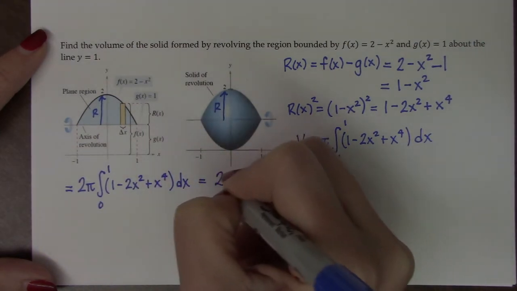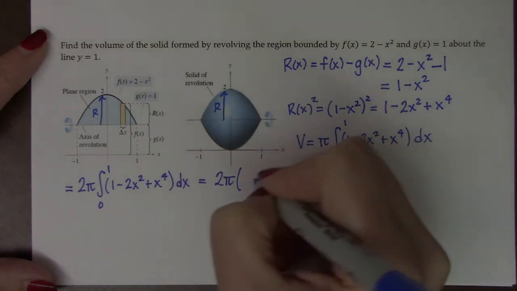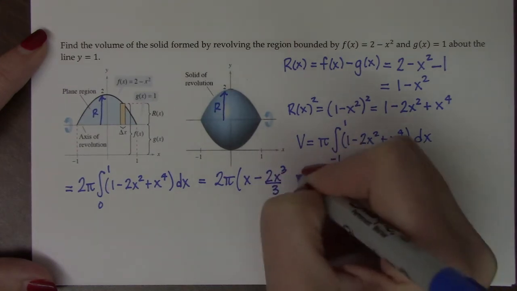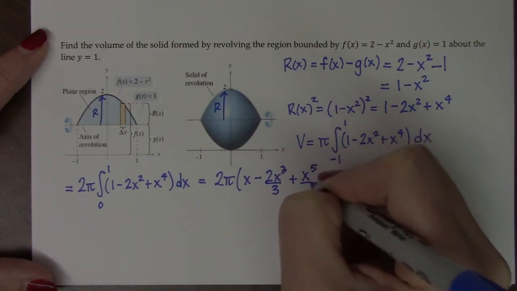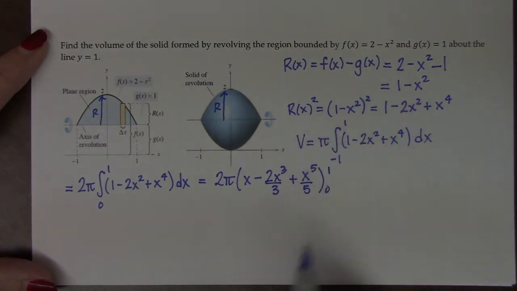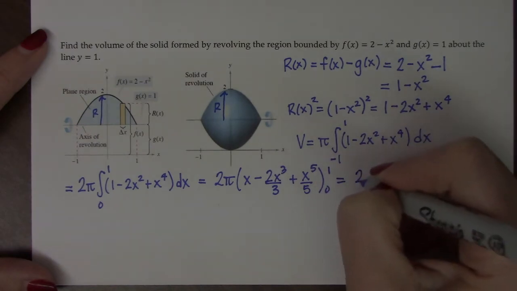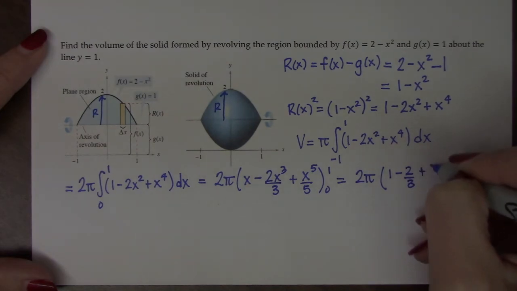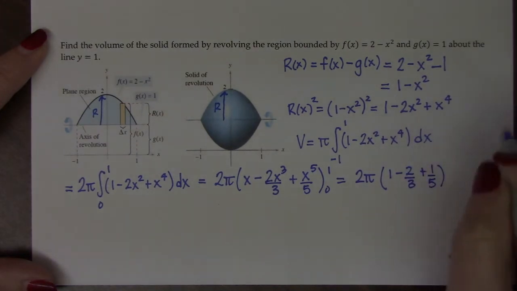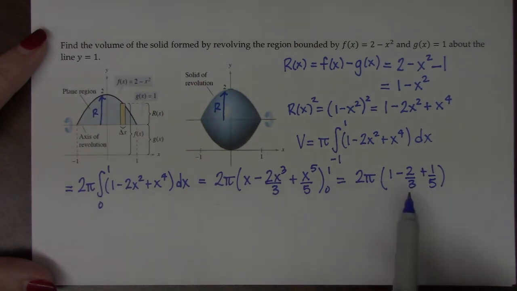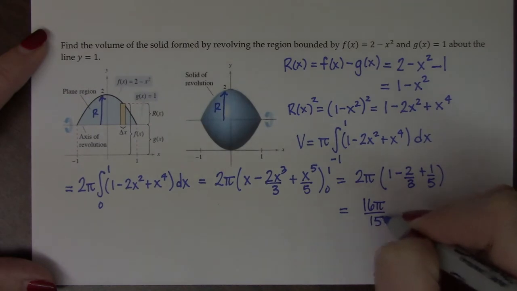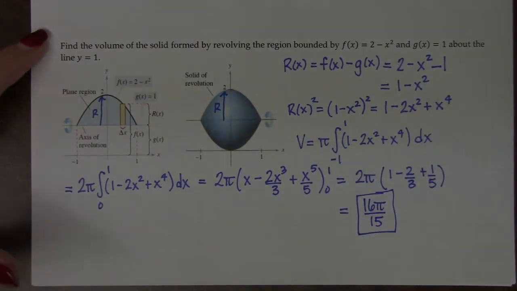So now I'm ready to integrate. The antiderivative of this is x minus 2x cubed over 3 plus x to the 5th over 5. Once again, I can see if I plug in 0, all of these terms become 0. So I really only have to plug in 1 here. And I'm going to get 1 minus 2/3 plus 1/5. If you're taking an exam, I would let you stop here. But if you actually want to get a common denominator, this works out to be 16 pi over 15.